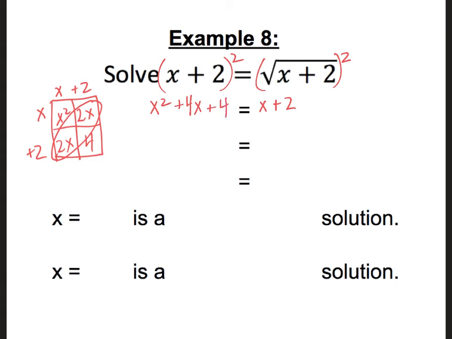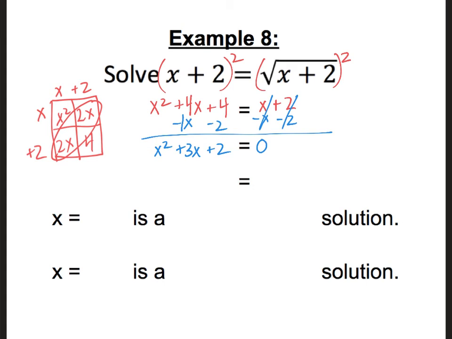Again, we need to move everything to one side, so I'm going to subtract x from both sides. When I do that, we get x squared, and then 4x minus 1x is a positive 3x. But I'm also going to subtract 2 from both sides to get rid of my 2. 4 minus 2 gives me a positive 2. Again, everything on the right side canceled, so that just equals 0.